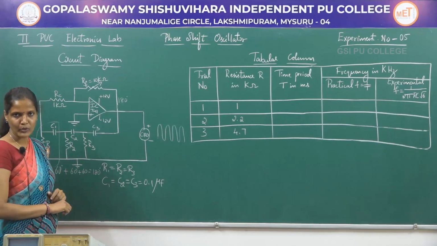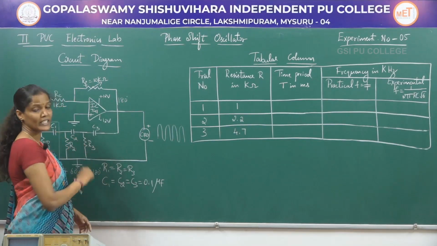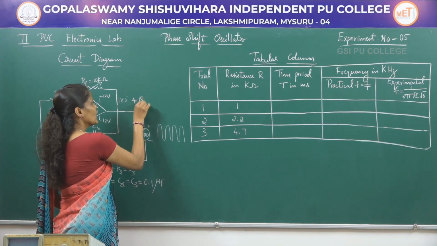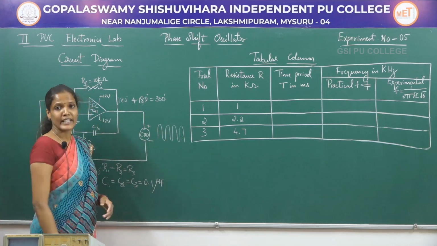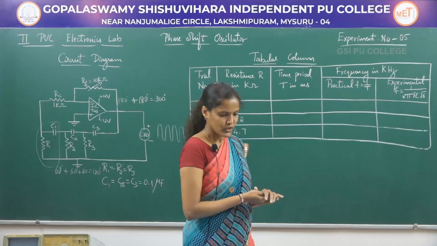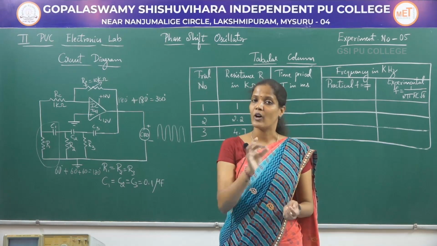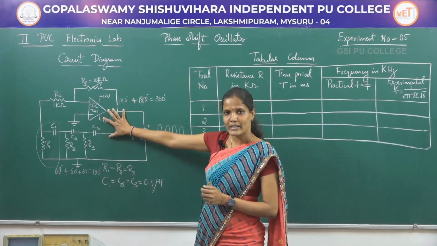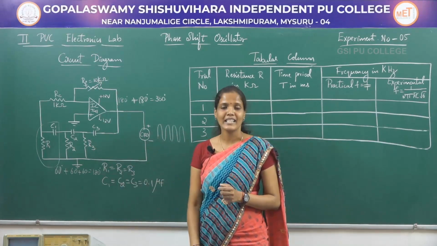So totally there will be a phase shift of 180 degree plus 180 degree, which is equal to 360 degree, which is one of the most important criteria in order to generate sinusoidal signals, in order to generate the electrical oscillations. So the total phase shift of an oscillator circuit must be either 0 degree or 360 degree. In this experiment, 180 degree phase shift will be provided by the amplifier circuit, and the other 180 degree phase shift will be provided by the RC network.